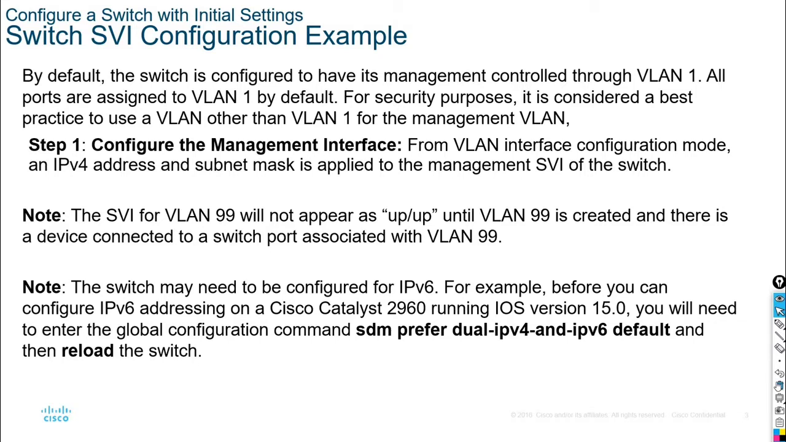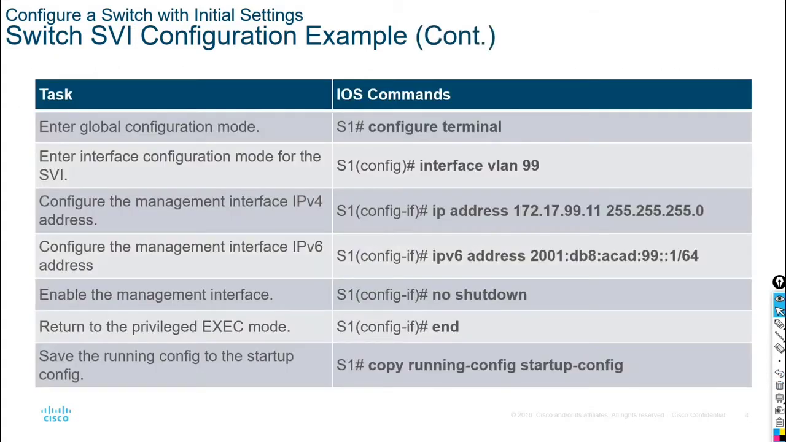You have to know that the SVI for VLAN 99 will not appear as up until VLAN 99 is created and there is a device connected to a switch port associated with VLAN 99 here. So these are some switch SVI configuration examples.